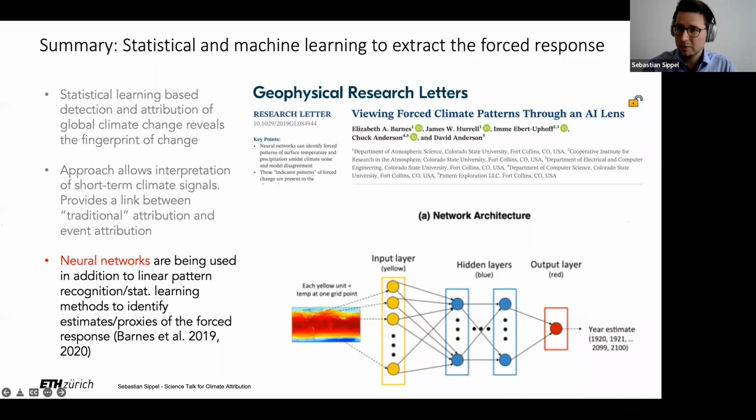So, based on patterns of climate variables, she's trying to predict as the output things that are related to the forced response, or things that are thought to be related to the forced response. And she's using neural networks for this task instead of these linear pattern recognition or statistical learning methods. So that's something I would put on the reading list and make available for everyone, as well as all the other papers that I mentioned in this talk.